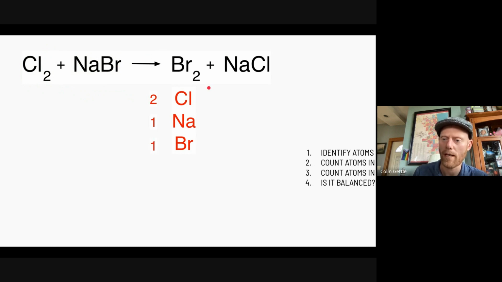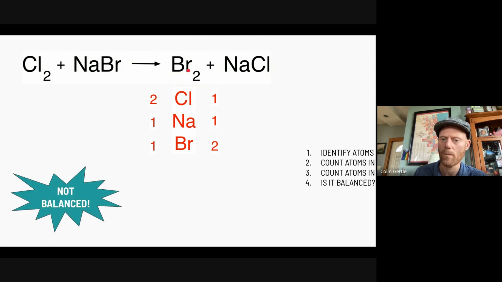Now we will count the atoms in our products. We can start with the Cl. So I see there is 1 Cl there. There are no numbers there and no numbers in front of this molecule, so it is just 1. I see there is 1 Na or sodium. And I see there is 2 Br. So is this a balanced equation? No, it's not balanced. It does not show conservation of mass.